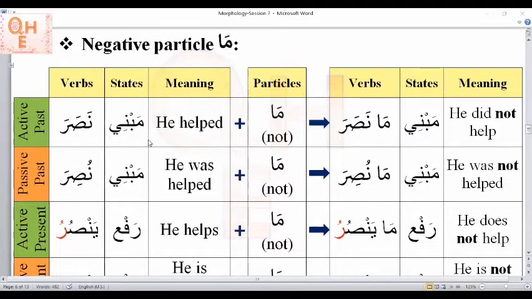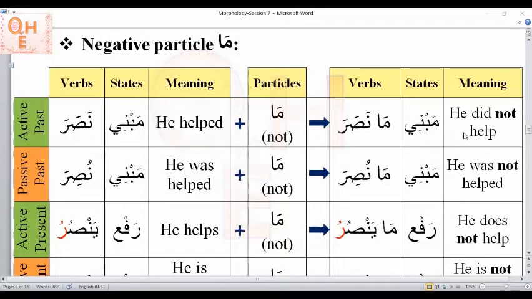Okay, so let's go over nasara. This is third person singular male, active, past tense. State: mabni, because these are stateless. And what's the meaning? He helped. Then if we add the particle ma, which means not, the overall construction becomes ma nasara. So that becomes the overall verb. And what's the state? Exactly the same, mabni, stateless.